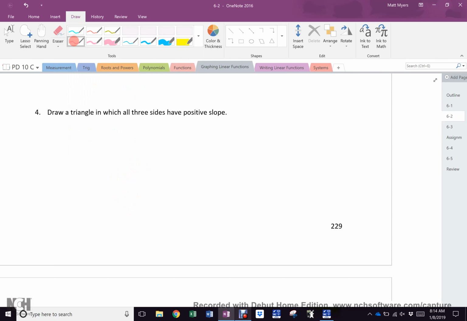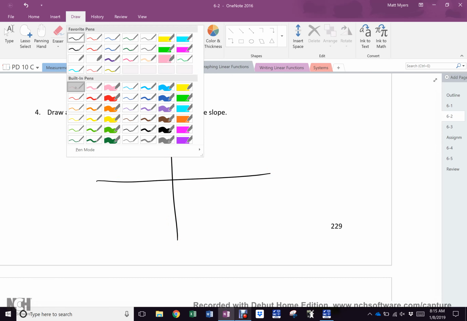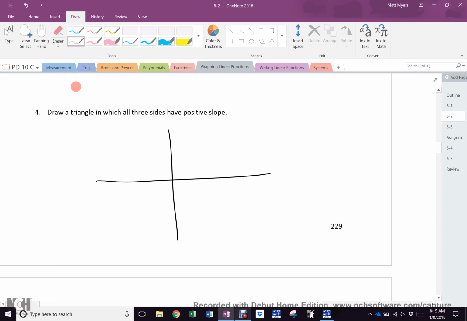All right. So this is doable without a Cartesian plane, but it's easier for me to show you if I have one. So there it is. Now a triangle is what? What makes up a triangle? 3 sides. So I got to have one side, yeah? Anywhere I draw a line, it's the side of a triangle, as long as it's a positive slope. Am I okay there? Okay. Now I need 3 sides, yeah?